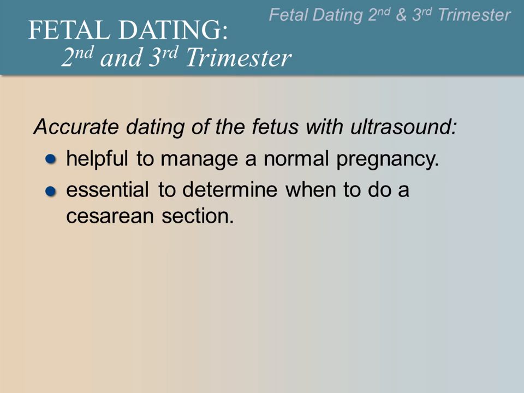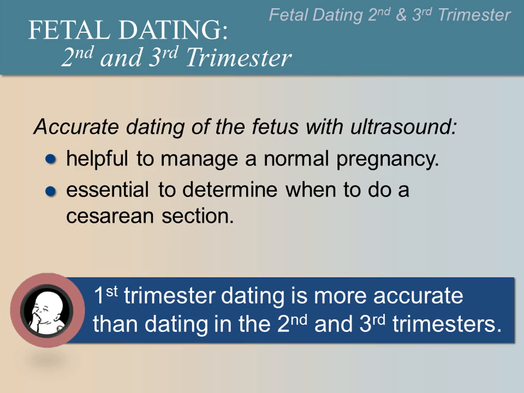Many women don't know their last menstrual period, so ultrasound can be very helpful to determine the age of the fetus. Accurate dating is helpful to manage a normal pregnancy and determine if a birth occurs too early or if the pregnancy continues much after the due date. It is also essential to determine when you can safely do a cesarean section so that the baby is not born too early. Using fundal height alone to date the pregnancy can give a false due date in the case of twins or with increased or decreased amniotic fluid. Ultrasound can easily identify these conditions.